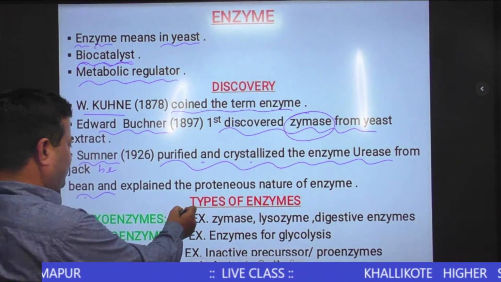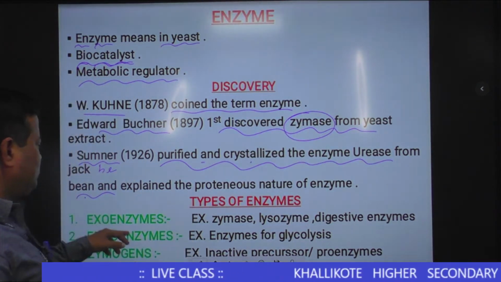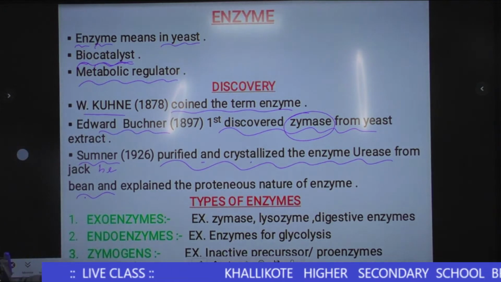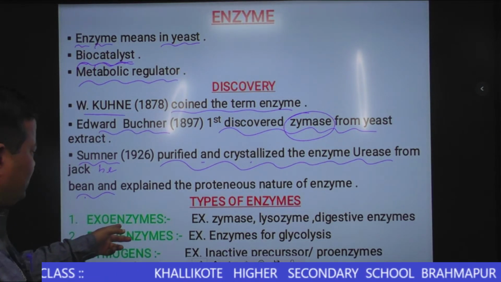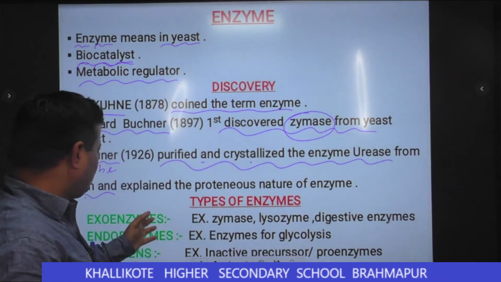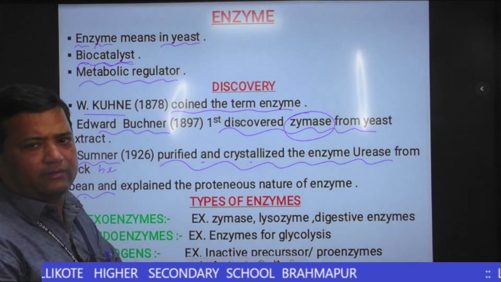Then types of enzyme. First one is exoenzyme. Exoenzyme means what? Those enzymes which function outside of the cell.